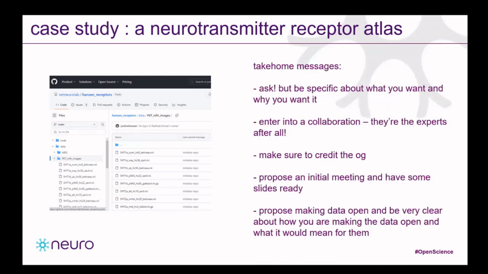Okay, so the advice. When you're asking about data that is closed, be specific about what it is you want. Because if you're really vague, they're just not going to answer your email. That's honestly what's going to happen. Know what you want and why you want it.